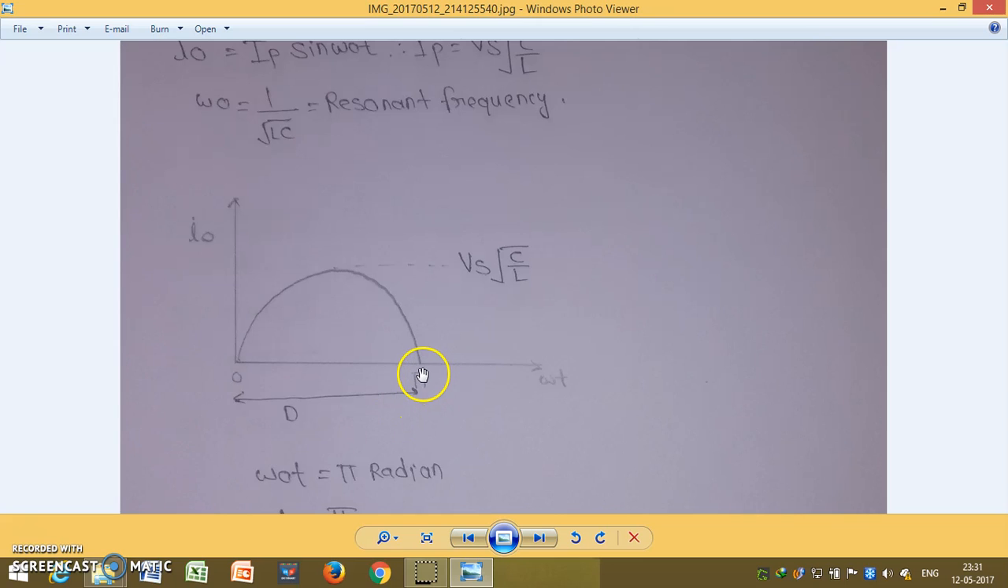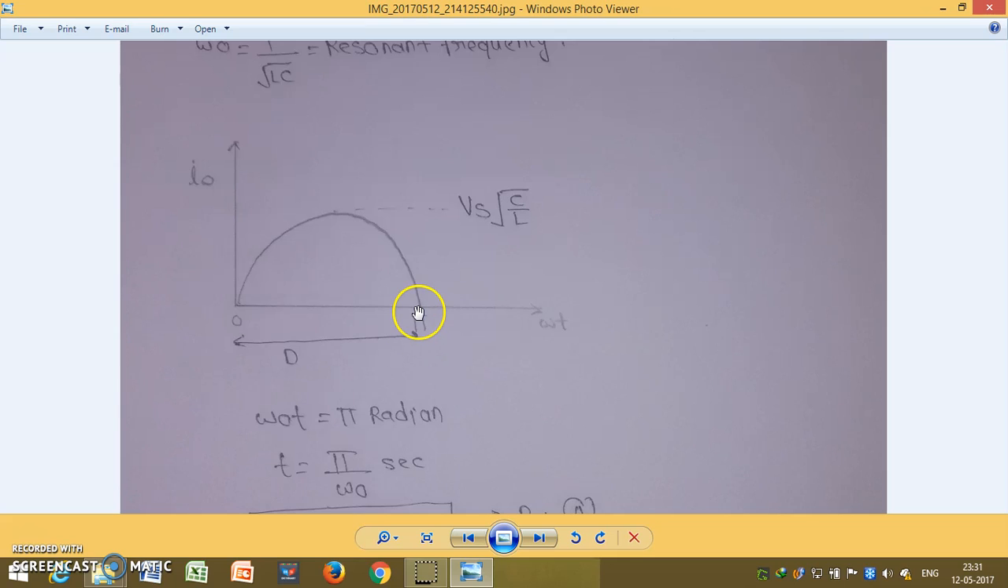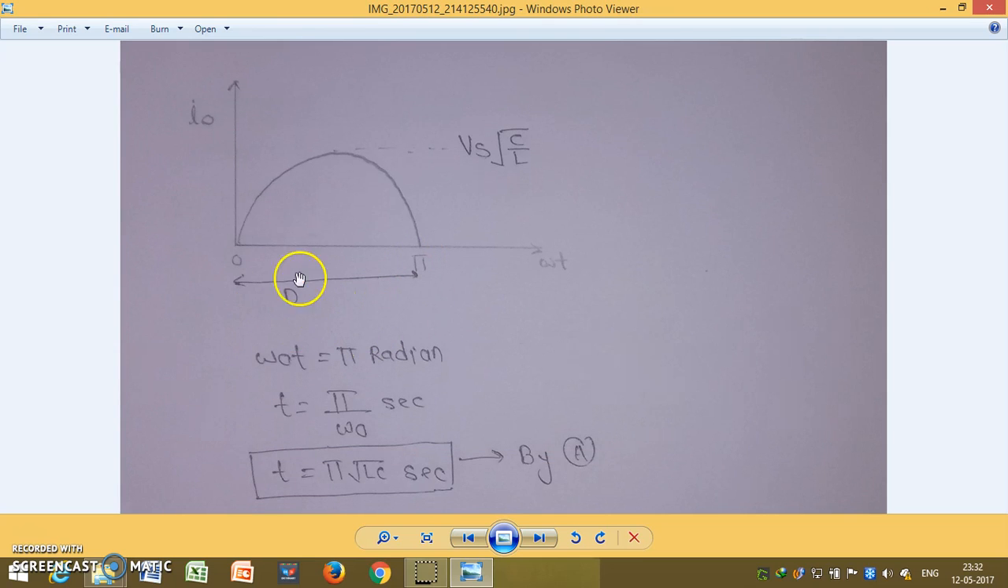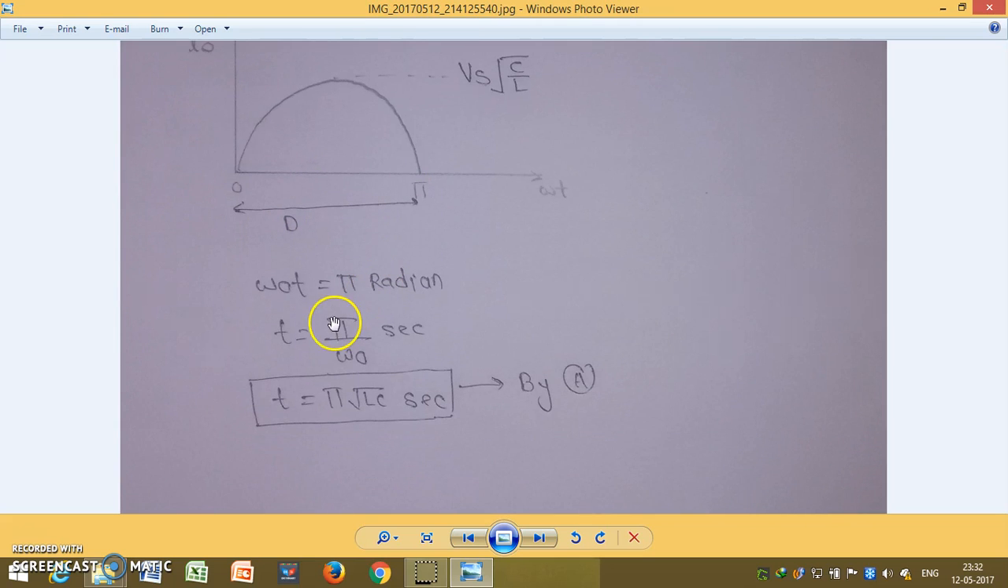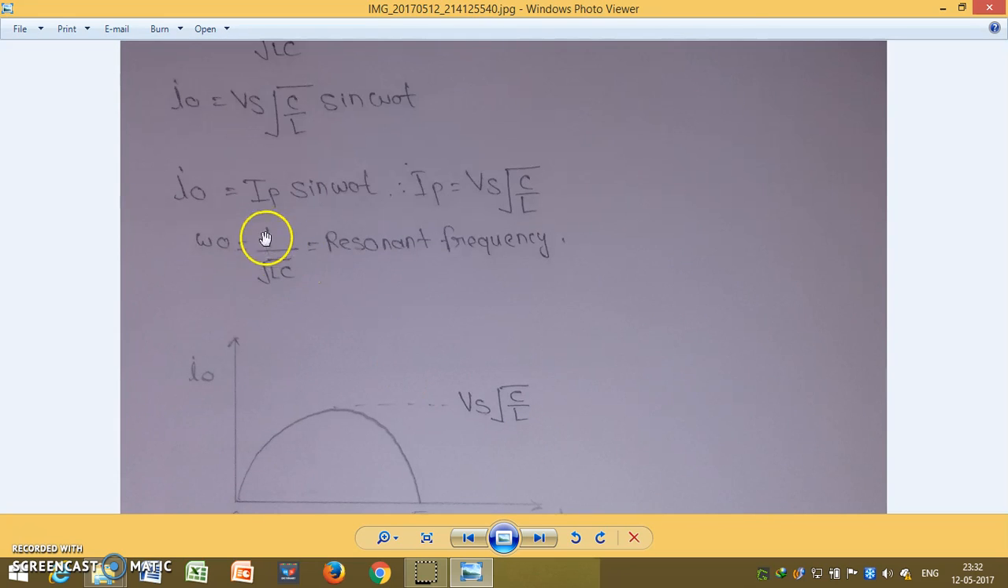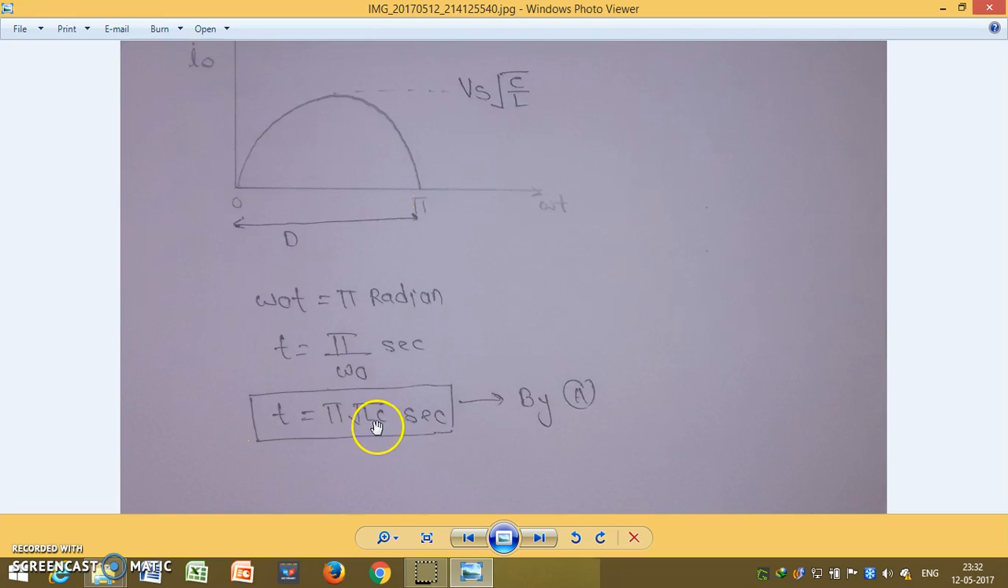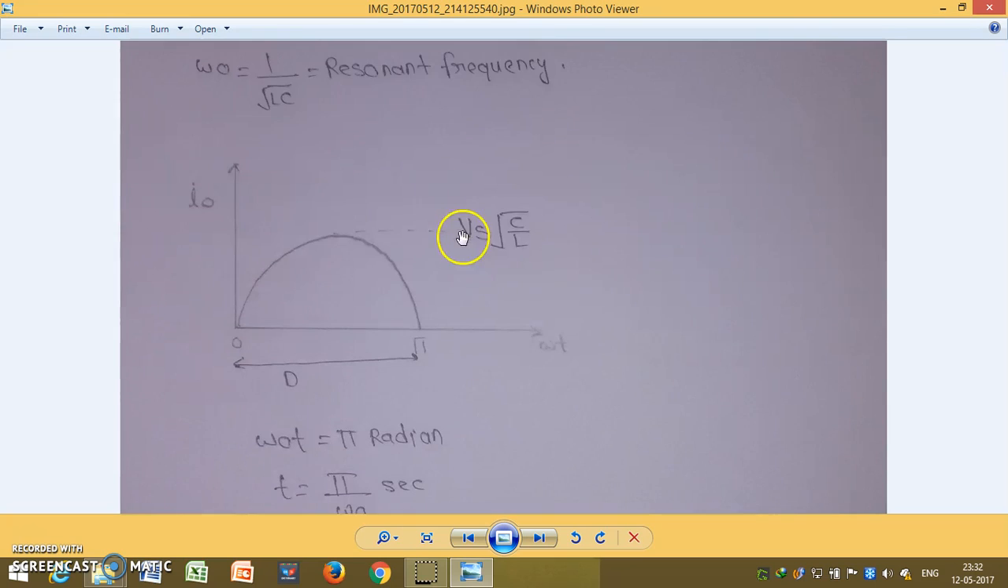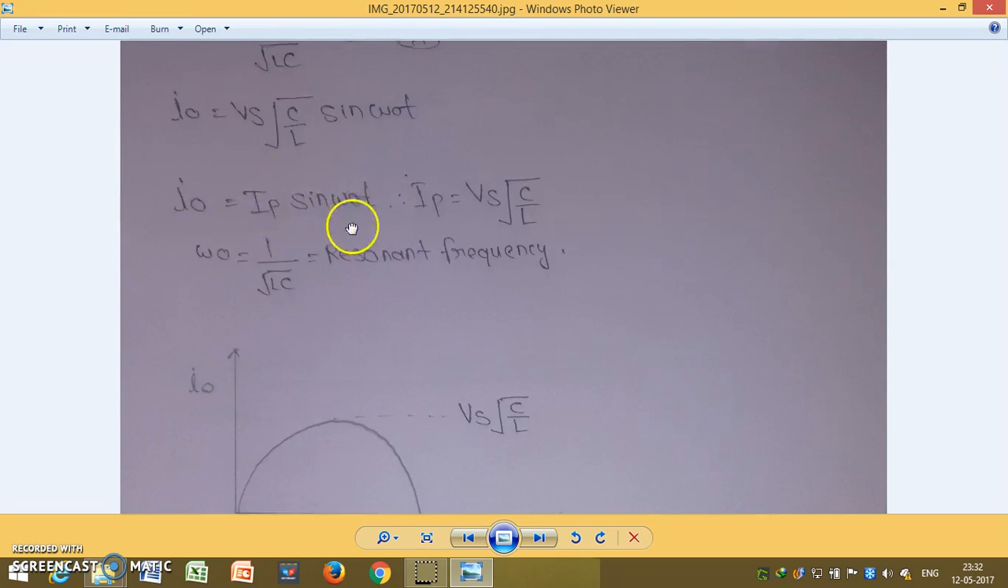At pi radian, this is touching the 0 axis, and at that time the diode will be off and our circuit will be off. The diode will be off and our current will be 0. This duration is omega naught t, where omega naught is the resonance frequency, and this equals pi radian. So t equals pi by omega naught seconds, and omega naught is 1 upon under root LC, so t equals pi under root LC seconds. So we got this important equation. This is a very important equation.